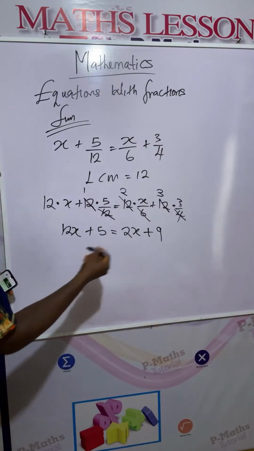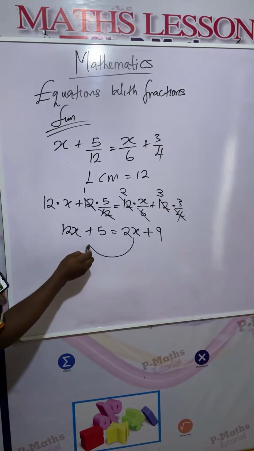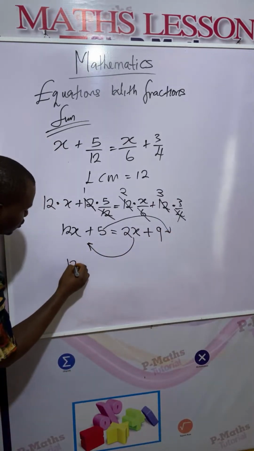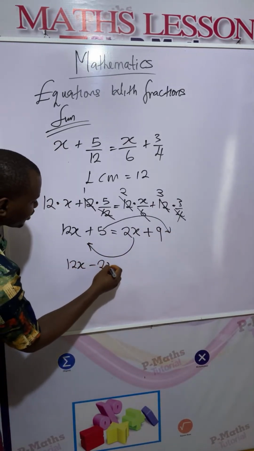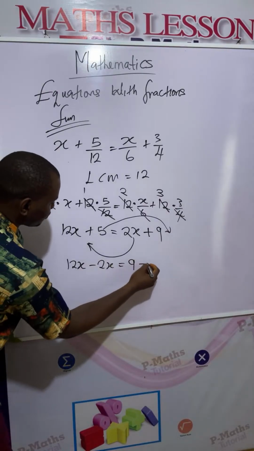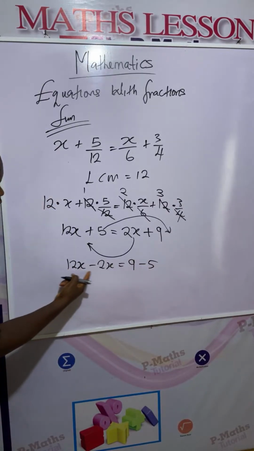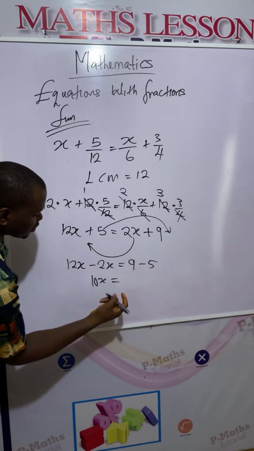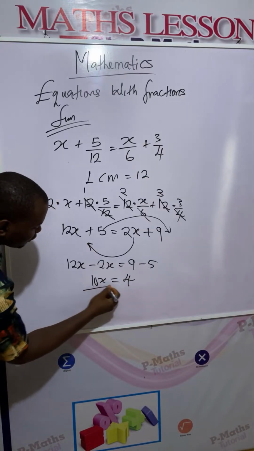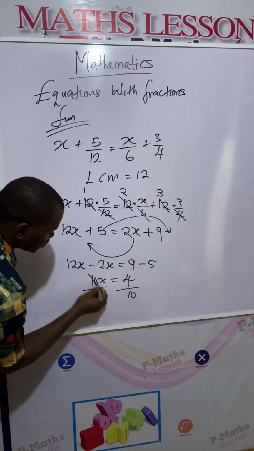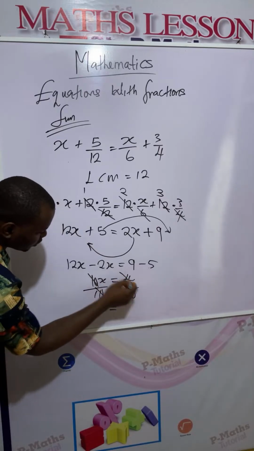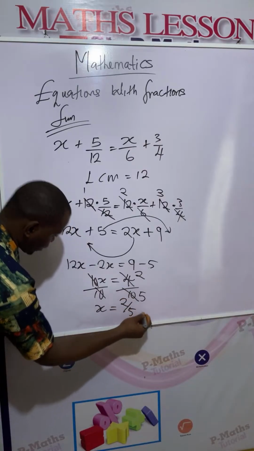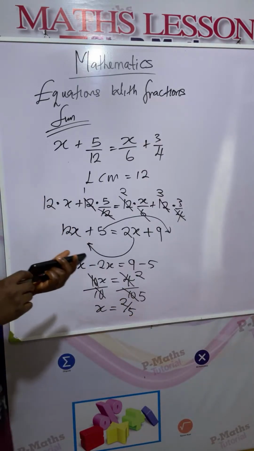All right, so next we collect like terms. I'll move 2x to the left hand side, and then I'll move 5 to the right hand side. That will give us 12x minus 2x equal to 9 minus 5. 12 minus 2 is 10, so that is 10x equal to 9 minus 5, which is 4. To get x, I'll divide both sides by 10. So x will be equal to 4 over 10; 2 divides here to give us 2 and here to give us 5. So the solution is 2 over 5.